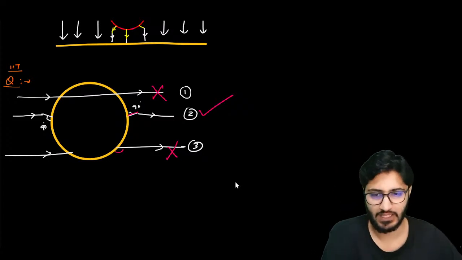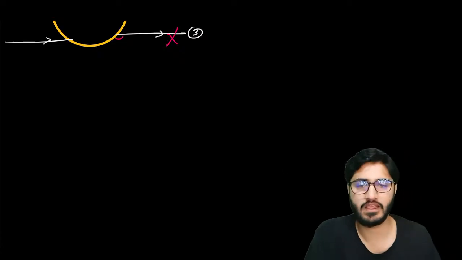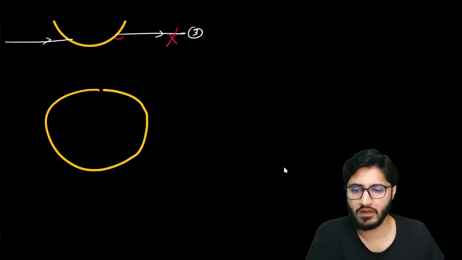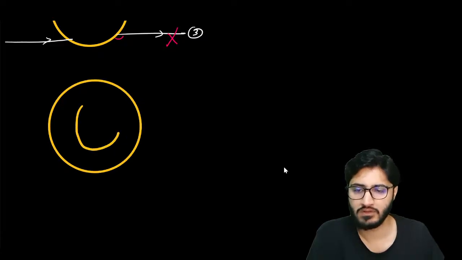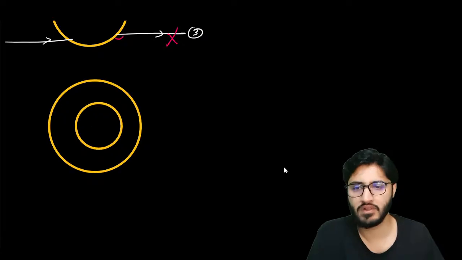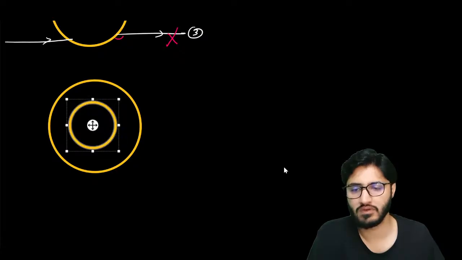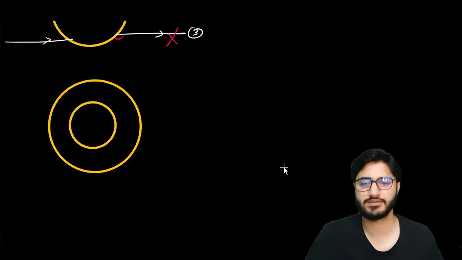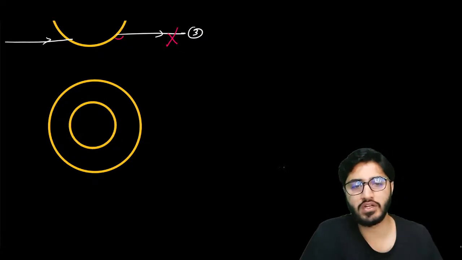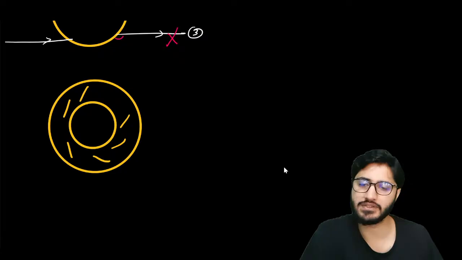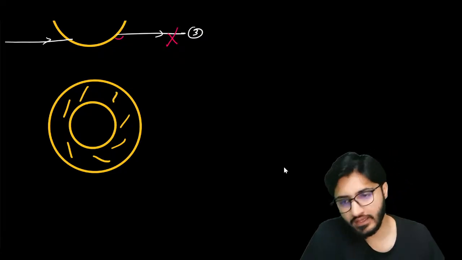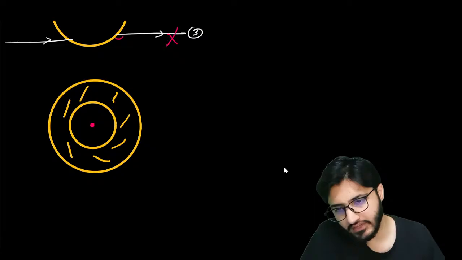Okay, one more example. Let's talk about one more example. If we have something like this, look. It is solid, no? Solid means inside material is present. And on the center, we have charge minus Q present.